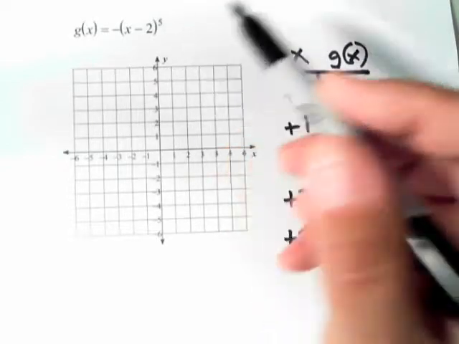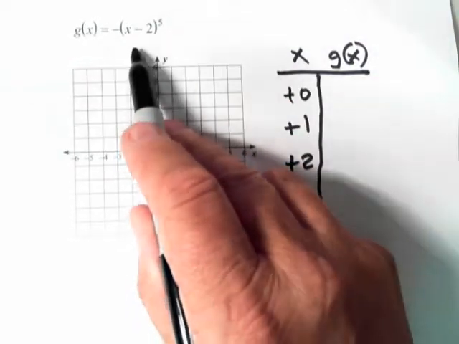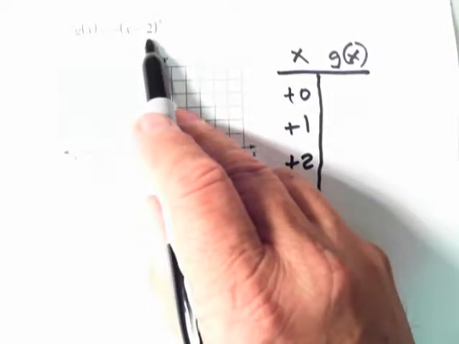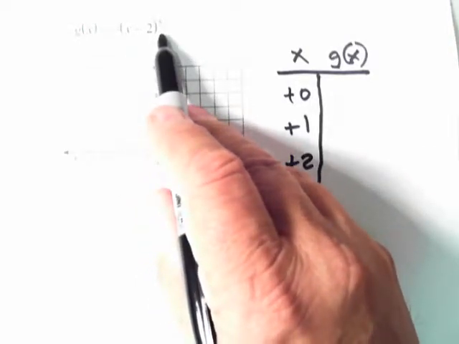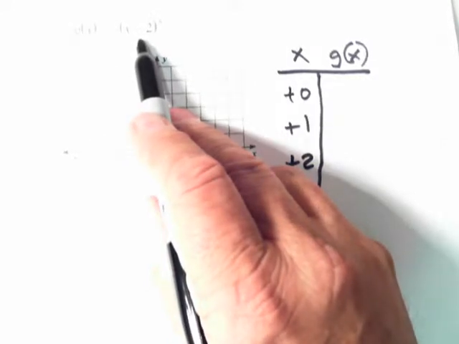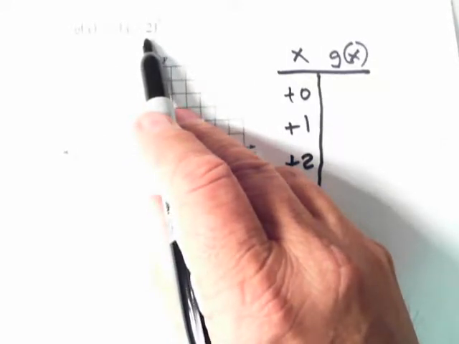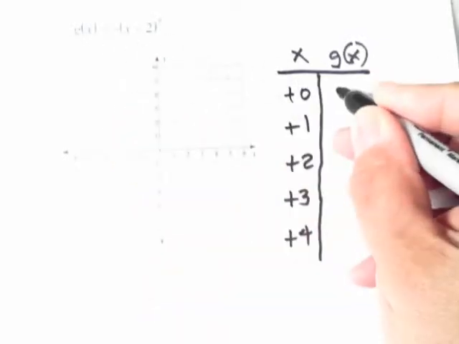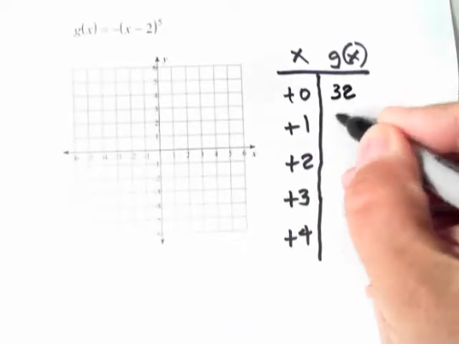So if the x is 0, then what we have here is negative 2. Negative 2 to the 5th power. Well, there are 5 minus signs, so that's negative. 2 to the 5th is 32, so this would be negative 32, but the minus in front makes it positive 32.